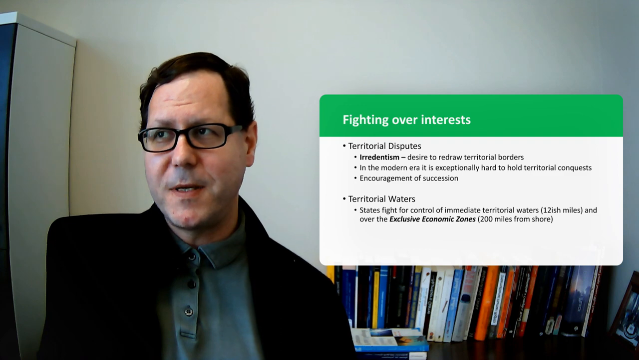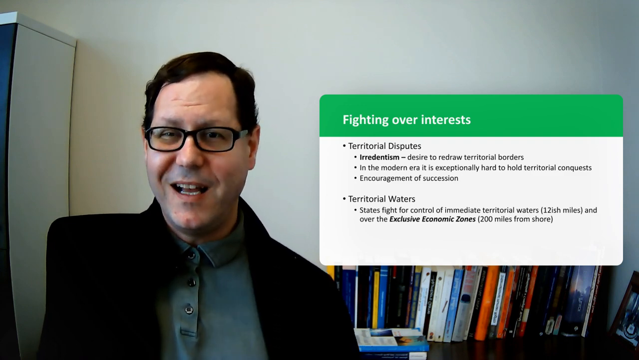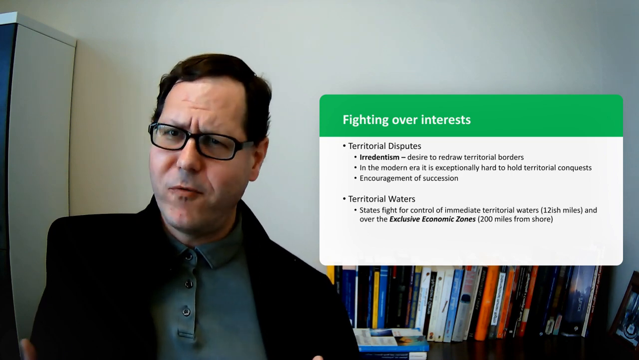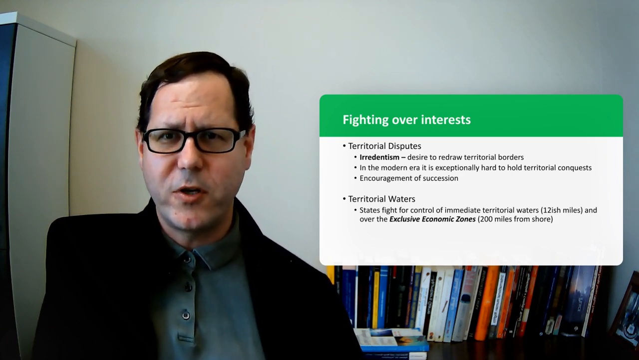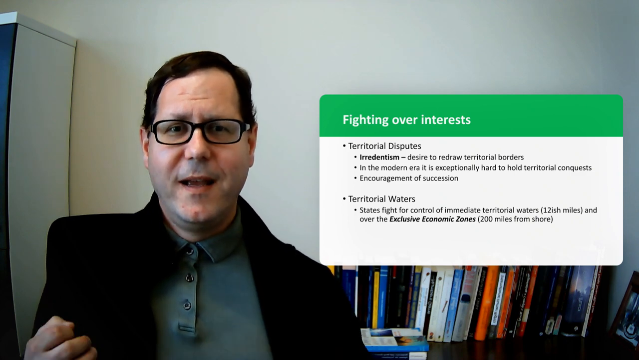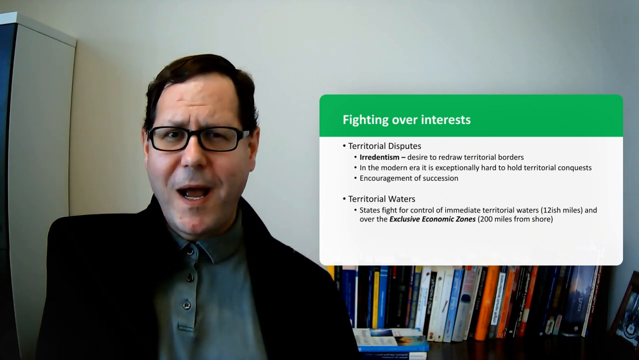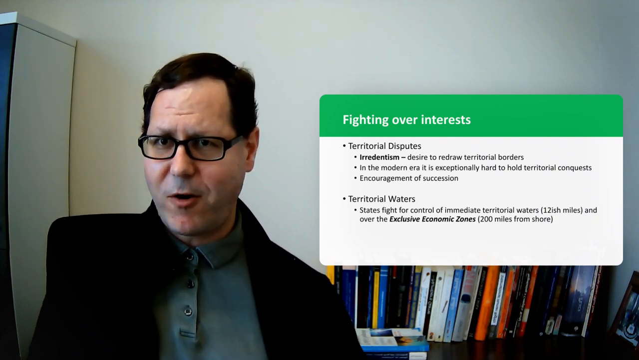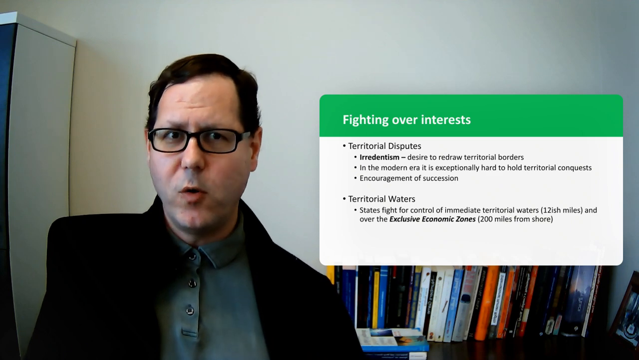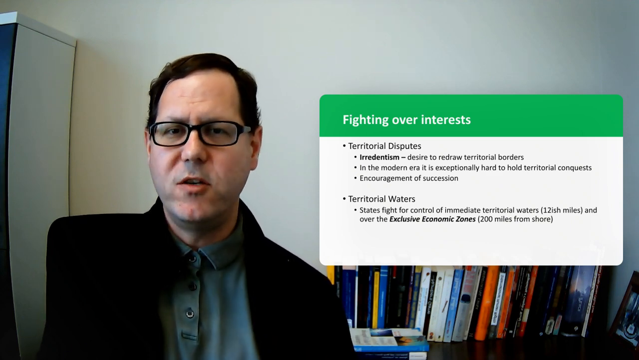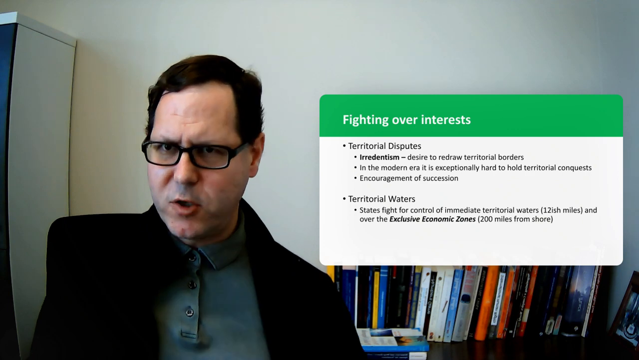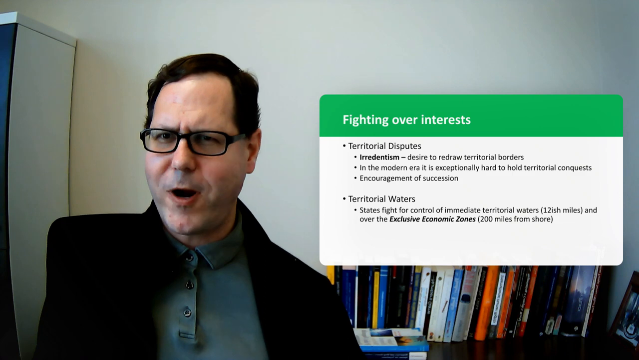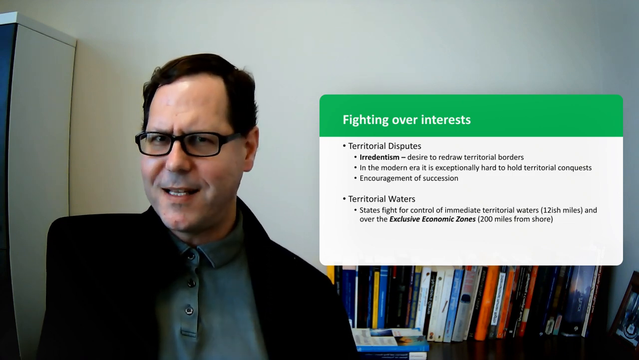Another place where we see states potentially fighting is over control of territorial waters. And so under UN rules governing access to ocean waterways, states can claim up to about 12 miles off their coast as their immediate territorial waters. And what that means is that that's territory that you can control and treat as your own sovereign territory. And you can control who goes into and out of that territory because you have a security interest in that region. But in terms of international trade and using international waterways, that's very impractical.